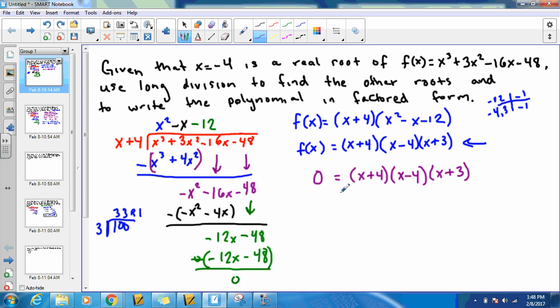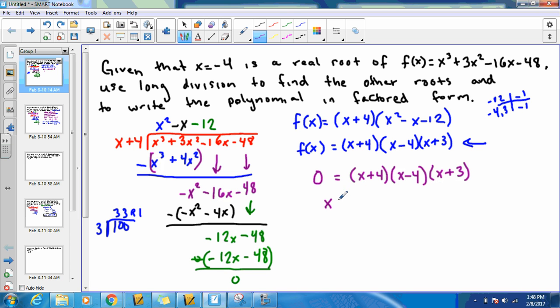Set the equation equal to 0. Because of the zero product property, if you want 0 for an answer and you're multiplying things, so we have 3 big things here that we're multiplying, if any of these are 0, then that's how we would get 0 for an answer. So the zero product property.